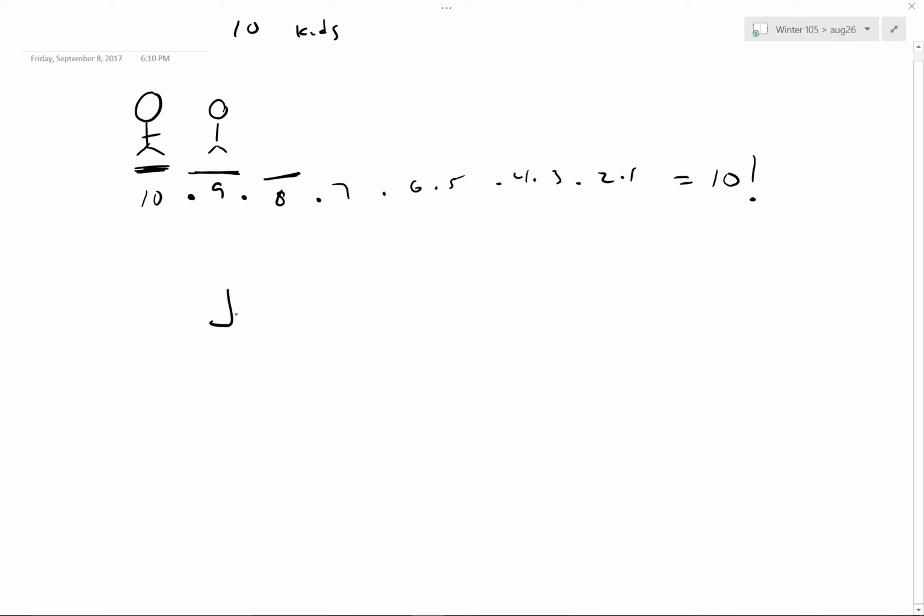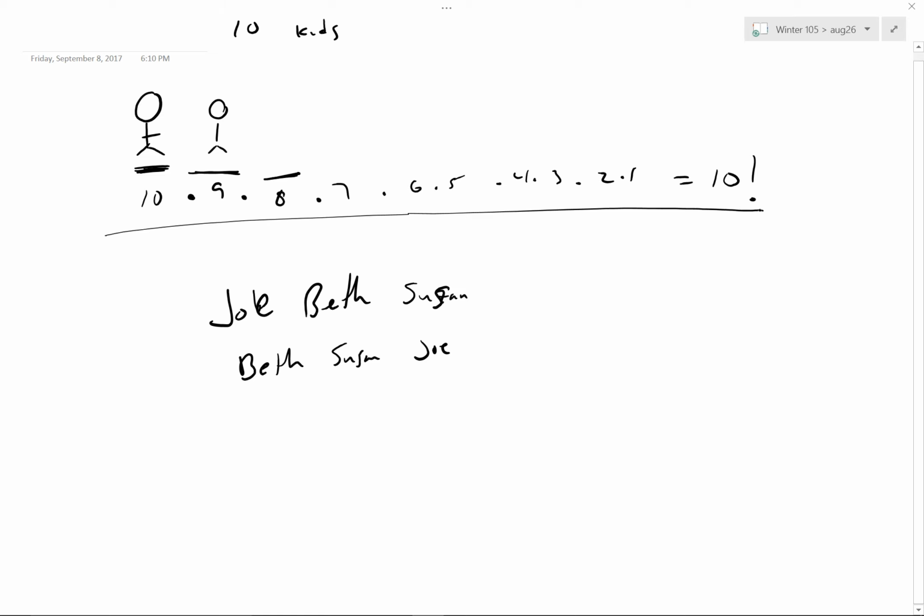So, Johnny, I hate Johnny. Joe and Beth and Susan. Susan, there you go, is different than Beth, Susan, and Joe. To them, it really matters what order they're in. So, because order matters, and it does oftentimes, we have the case of what's called, in this case, 10 factorial. If there's 5 kids, of course, it'd be 5 factorial.